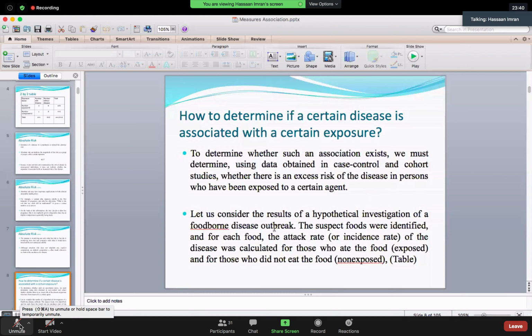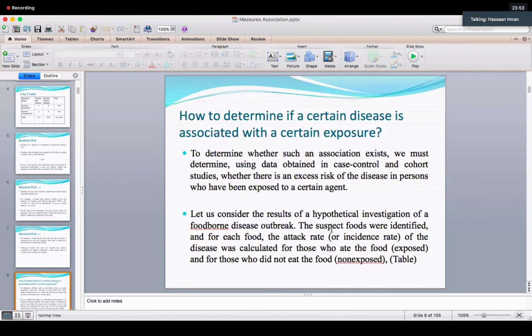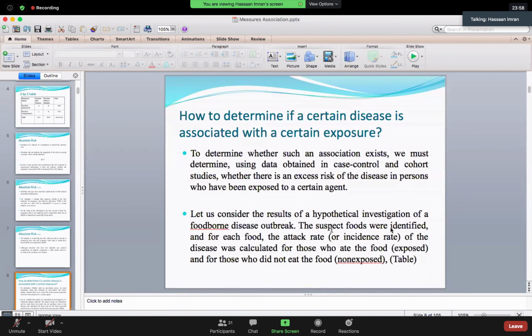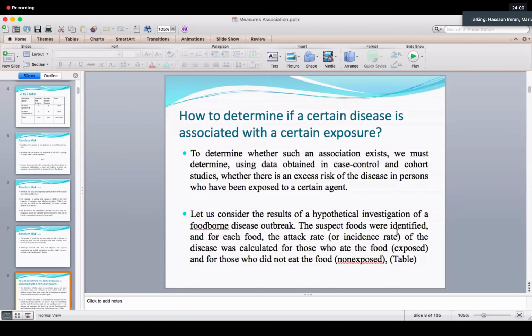Good enough. Now, see, there is another example given: let us consider the results of a hypothetical investigation of a foodborne disease outbreak. So the suspect foods were identified. Do you remember? Food-specific attack rates we calculated. For each food, the attack rate or the incidence rate of the disease was calculated for those who ate the food, those who were exposed, and for those who did not eat the food, we call them non-exposed, right?